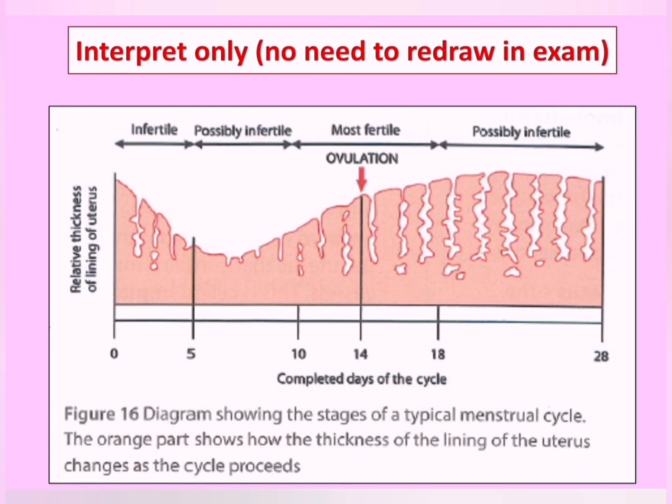The process is often shown or illustrated with a diagram like this one that you can see on page 45 of your textbook. Now again, you'll only be asked to interpret this. I won't ask you to redraw it. And basically what it shows is the thickness of the inside lining of the uterus as it changes between day 0 and day 28, where in my previous timeline I said actually day 1 and day 28, but that's irrelevant.